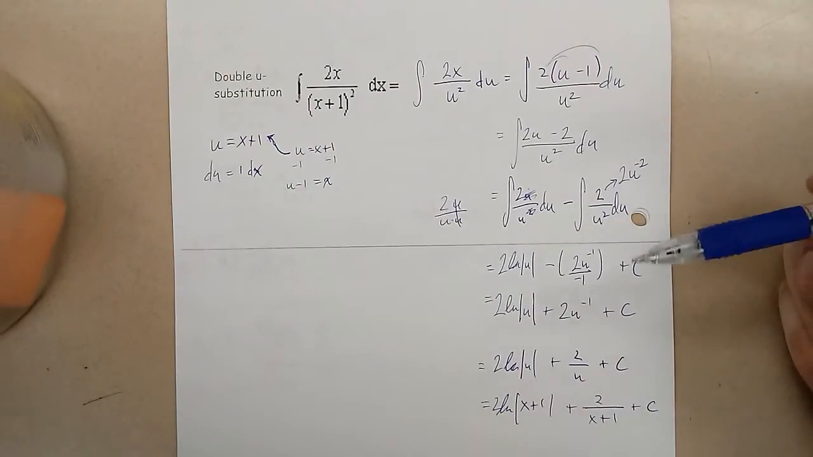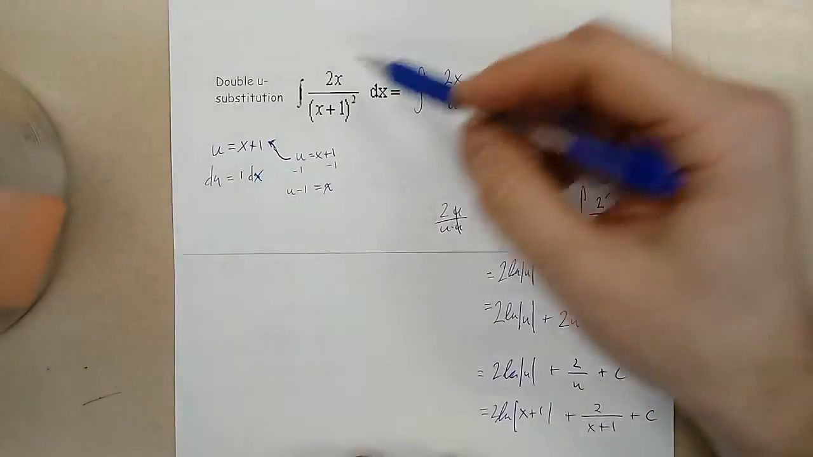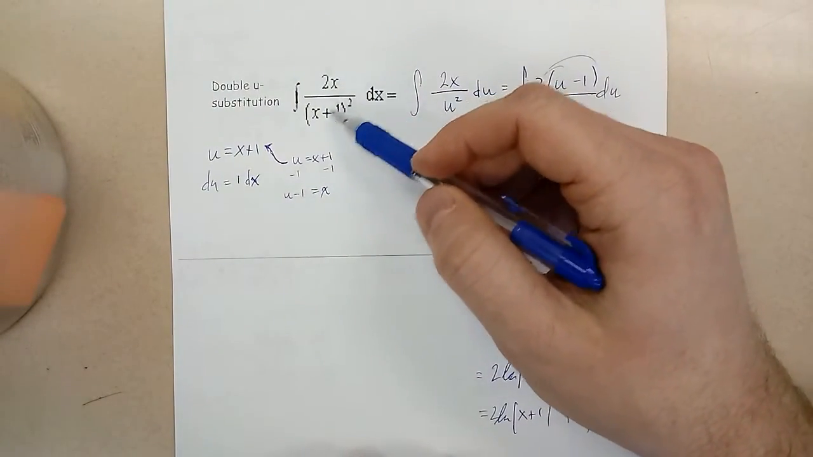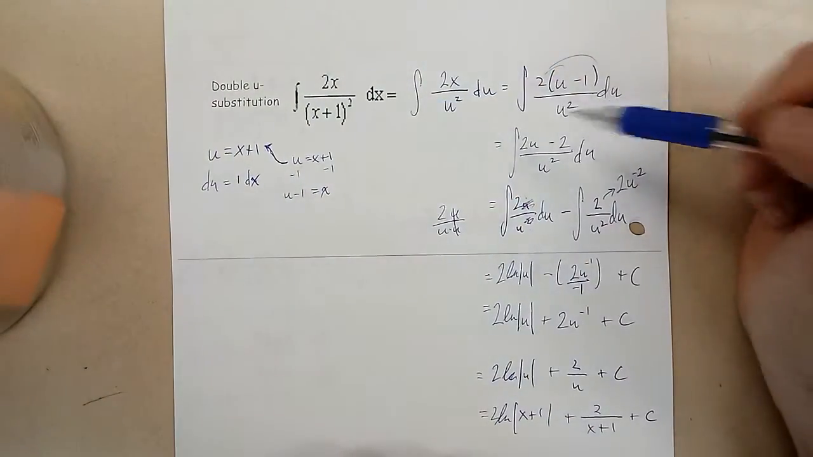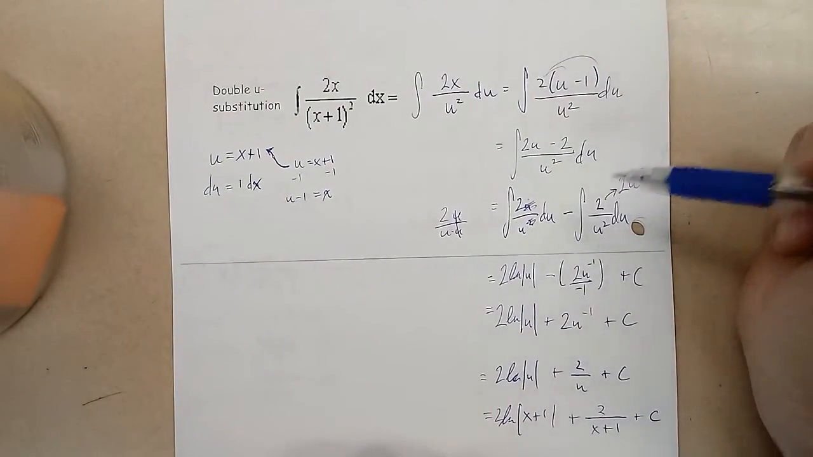So, horrific mess, but possible. So this, impossible with our current strategies, but with a little manipulation and that double u substitution, we can break it up into 2 separate integrals.